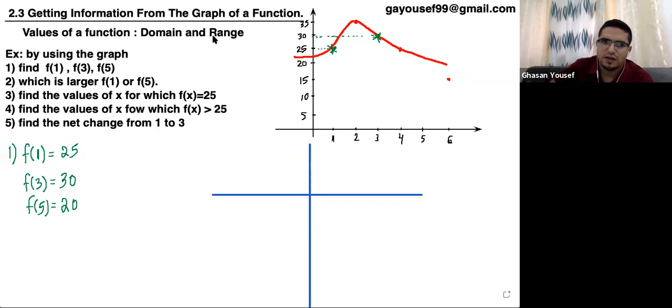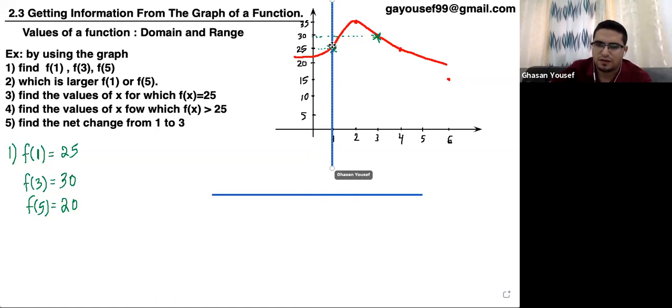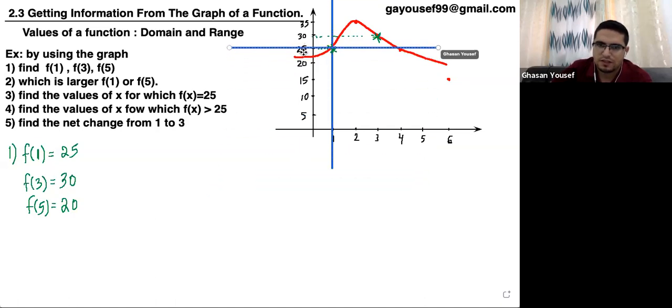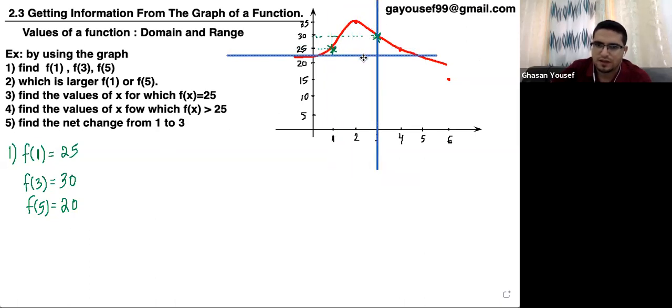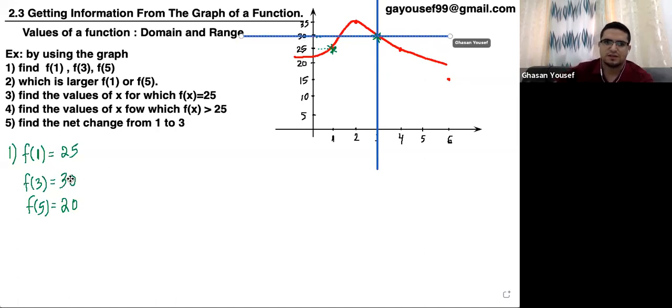If you go to 1, the vertical line intersects the curve at this point, and the y value at this intersection is 25. For the second one, the same idea. You go to 3 like this, and you see where the line intersects the curve. As we see here, the curve and the line intersect at this point, so the y value at this point is 30 on the y-axis. So the answer is 30.